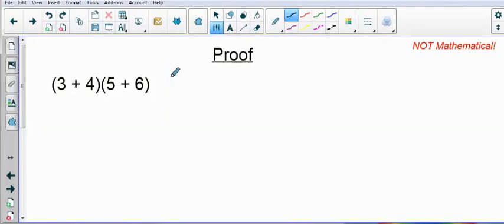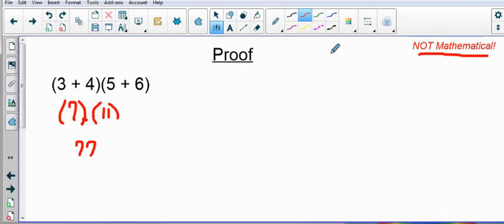Okay, so like before when we did just the monomial times a binomial, now we're going to show ourselves how this works. Again, if I had just numbers, I would definitely just use GEMDAS. So 3 plus 4 is 7, and 5 plus 6 is 11, and 7 times 11 is 77. So we know that 3 plus 4 times 5 plus 6 is the same thing as 7 times 11, which is 77. By the way, not a mathematical proof. We're not quoting laws and that kind of stuff.